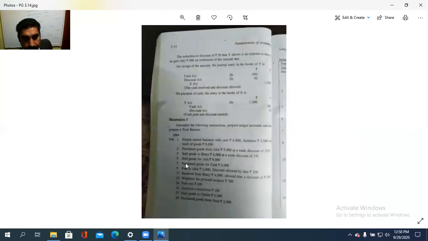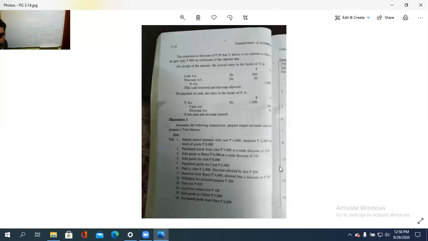5,700. Next step. Sold goods for cash. So cash account debtor to sales. Cash account debtor to sales. It is 9,000. Clear? Then purchased goods for cash. Purchased goods for cash. So either goods account you can put or purchase account you can put. So purchases account debtor to cash. How much? It is 6,000.